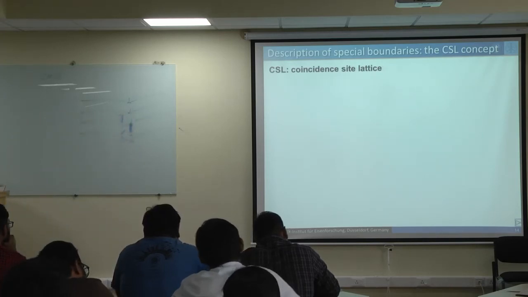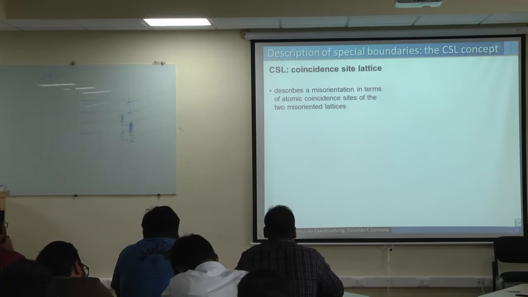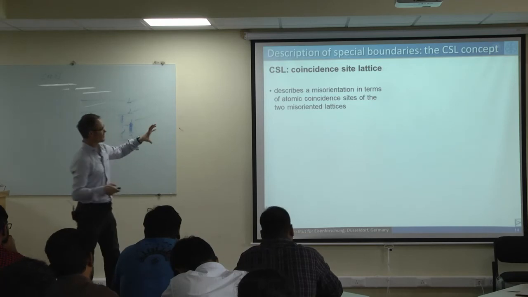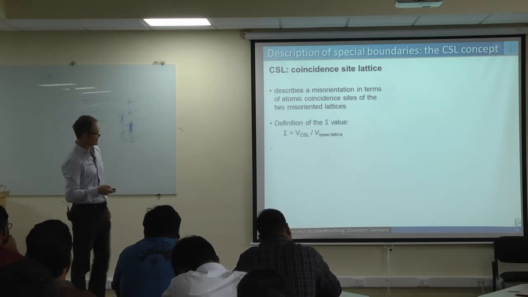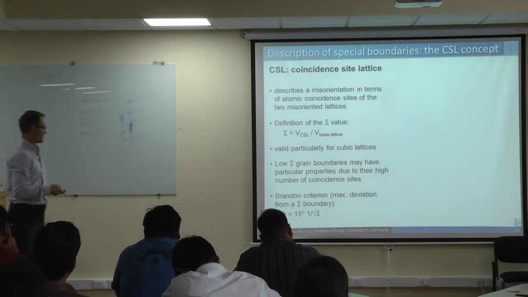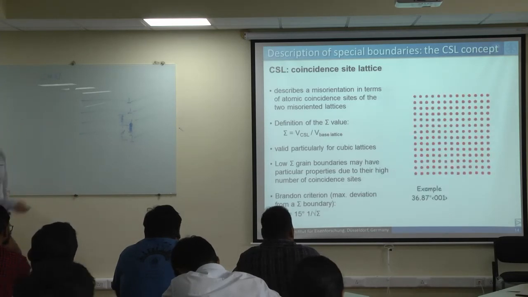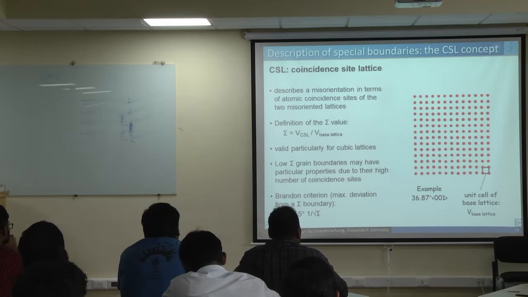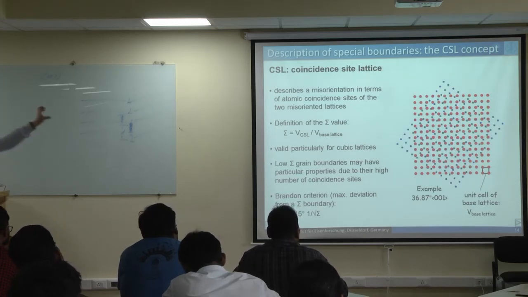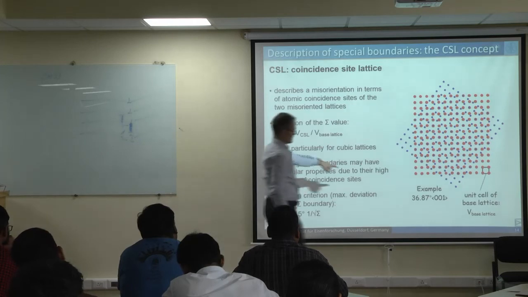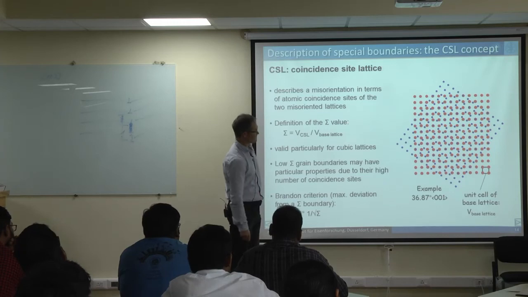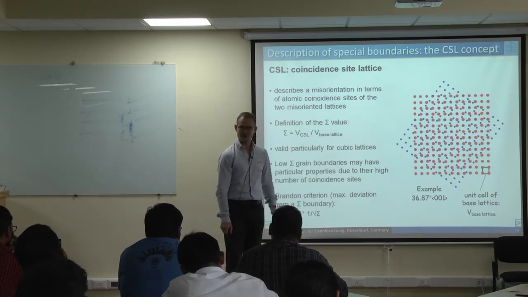So CSL stands for coincidence site lattice, and it describes a misorientation in terms of coincident sites between misoriented lattices. What does that mean? So let me show here first a picture. I have here a cubic lattice, the unit cell of my cubic lattice, and now I'm rotating it. I take this lattice and I just rotate it by 36.87 degrees precisely. Obviously, PowerPoint allows you to do such precise rotations.